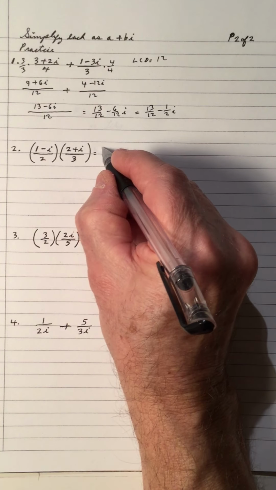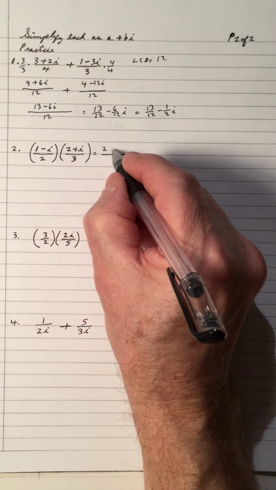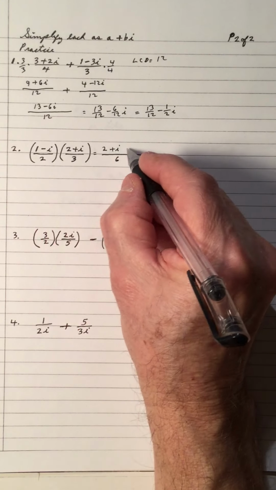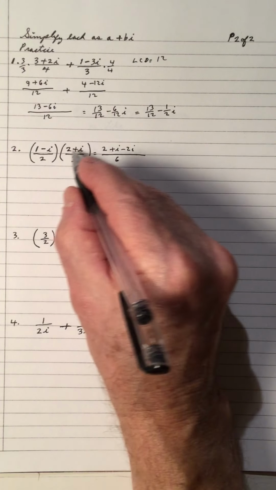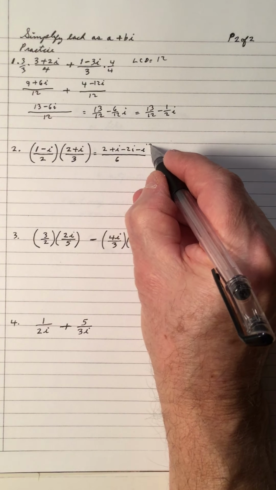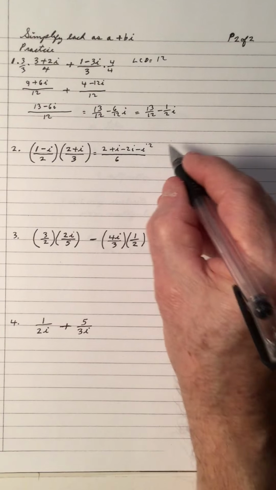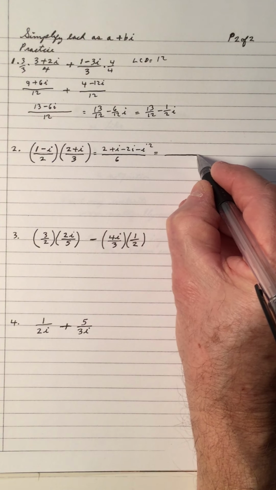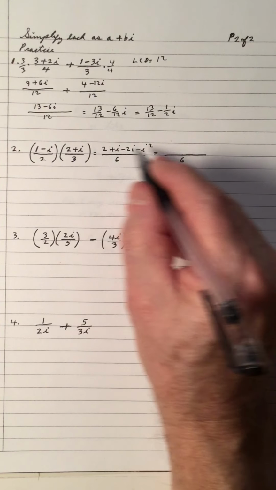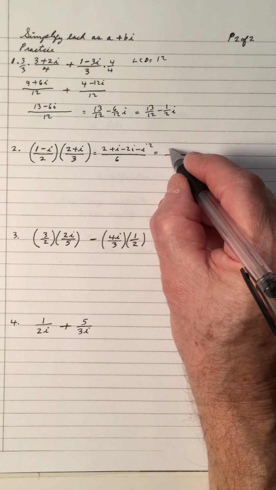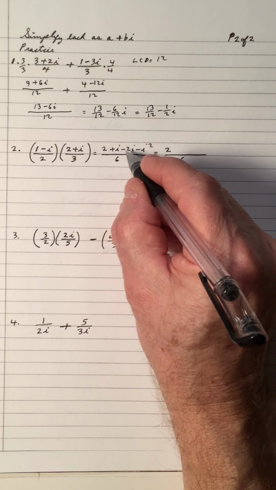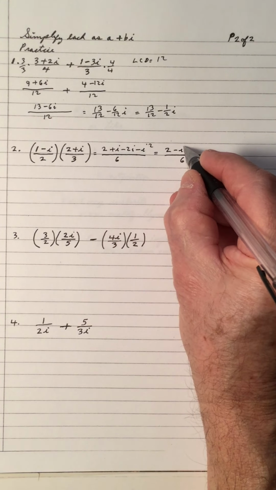So 1 times 2 is 2. 1 times i is 1i. Negative i times 2 is negative 2i. And negative i times i is negative i squared. And that gives us 6 is the denominator. So I get a 2. I'm going to add these together. So 1 subtract 2 is the negative i.